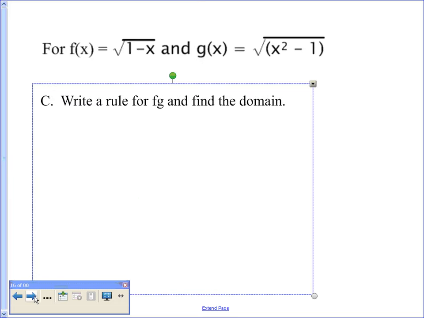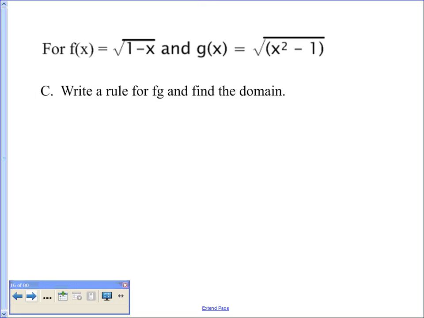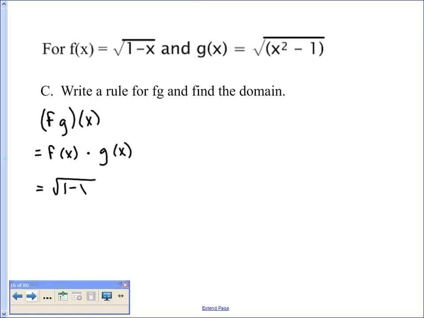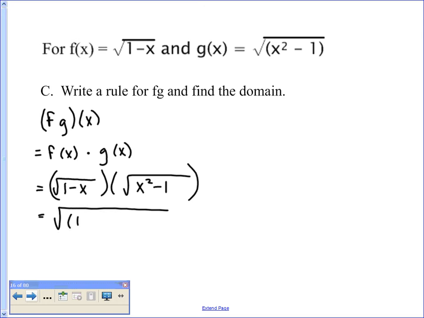All right, moving on to our quotient. Oh, I'm sorry, we're actually going to do our product first. So here we have our product, and we're finding f times g, which can be rewritten as f of x times g of x. And we just plug those in. So f of x is going to be the square root of 1 minus x. We're going to multiply that by our g of x, which is the square root of x squared minus 1. Now this one we can do a little bit of simplifying, because we can combine both of those into one radical, and then we're going to put both of those expressions in.